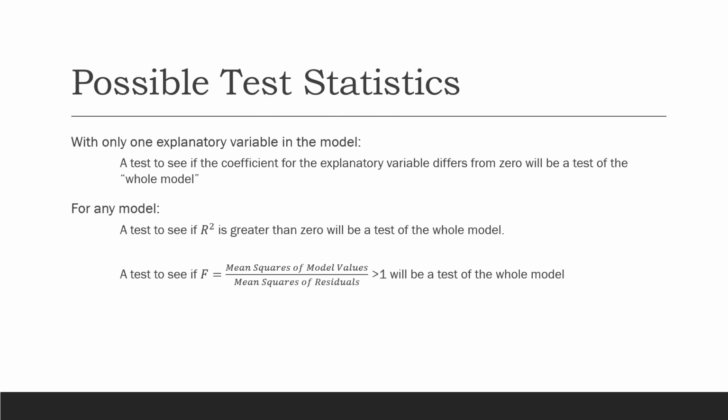F is the mean squares of the model values divided by the mean squares of the residuals. So if the model is explaining more of the variability than is left in the residuals, then there will be a positive value of this that's greater than 1. And so testing to see if this is greater than 1 is also a way of doing a test on the whole model.